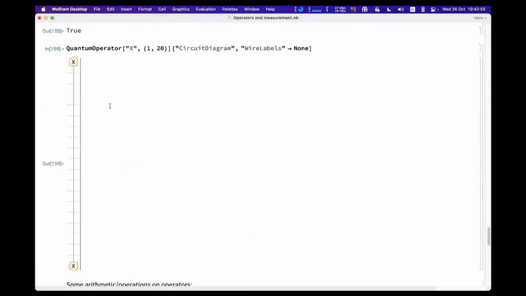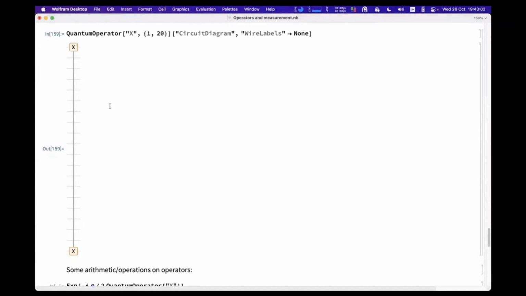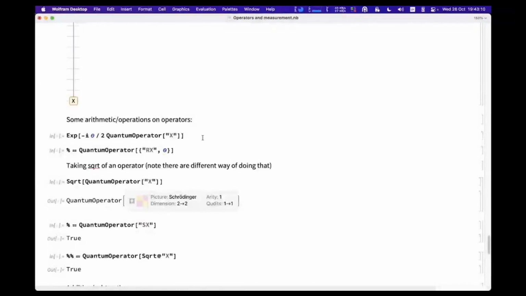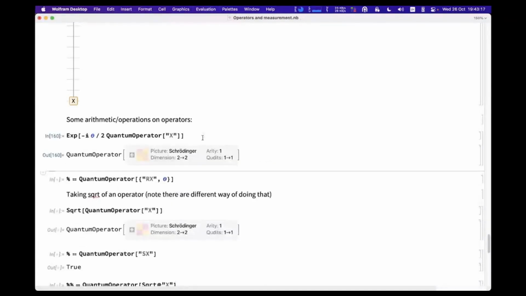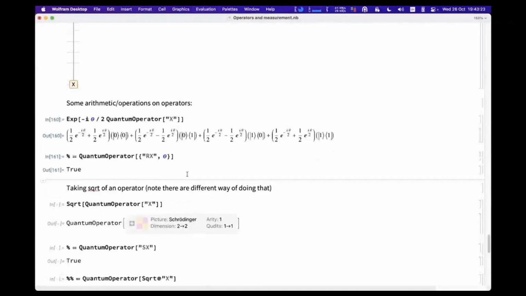So remember, whenever working with operators, order is the key thing you have to pay attention to. It helps you a lot. Let's move on to the operations that you can do on top of operators, literally everything. Here we are taking an exponential given an angle. You all know this is how we define rotation along the x-axis. And of course we also have other rotations.